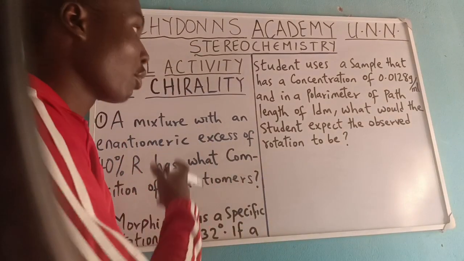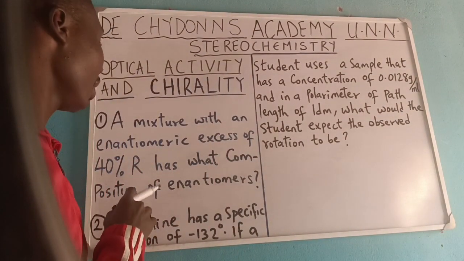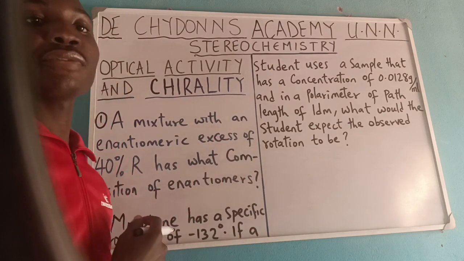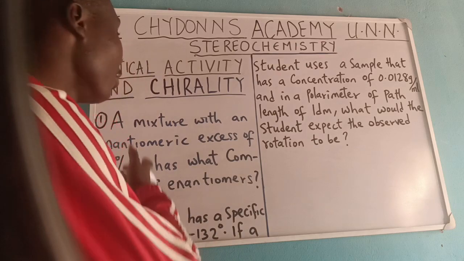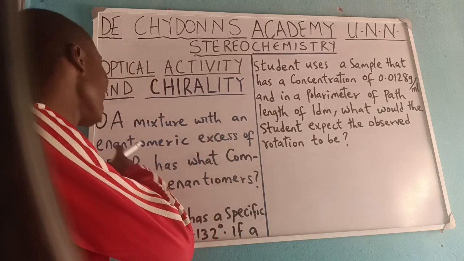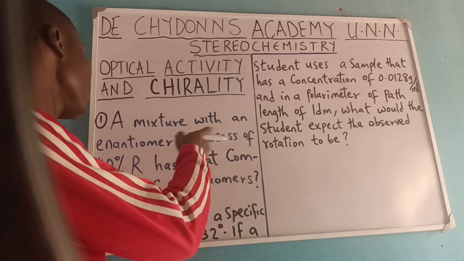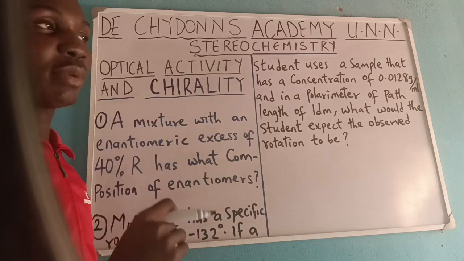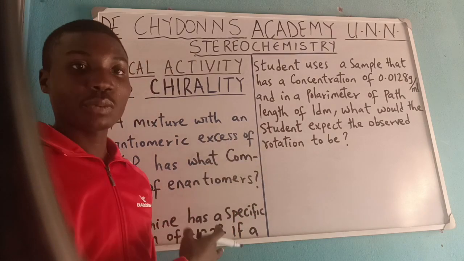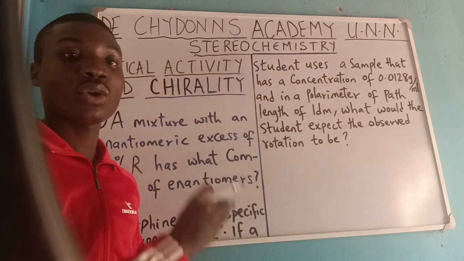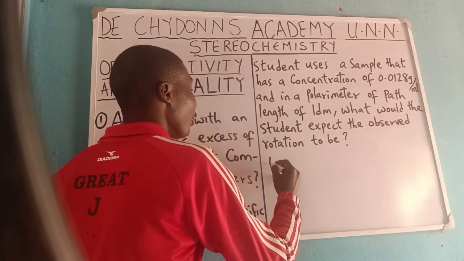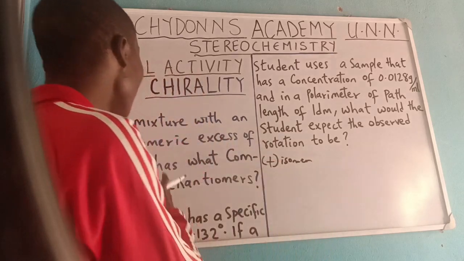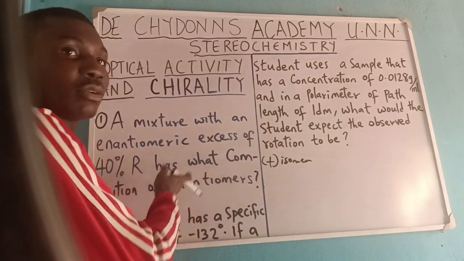All right, so we're looking at some questions today, and we are going to be focusing on these two questions so I can give you a basic grasp of how to use the formulas we have talked about earlier. For the first question, it said a mixture with an enantiomeric excess of 40% R has what composition of enantiomers? So I'm going to be dropping a formula that I've not dropped yet so you see how to solve this particular question.